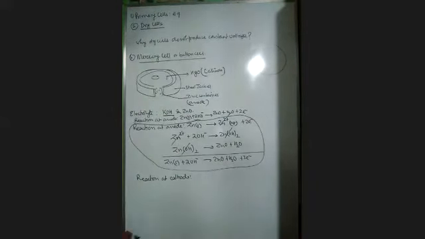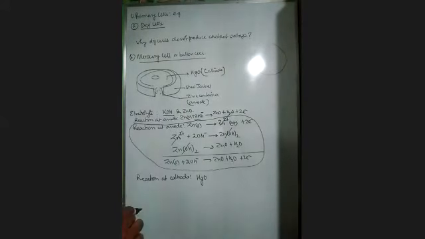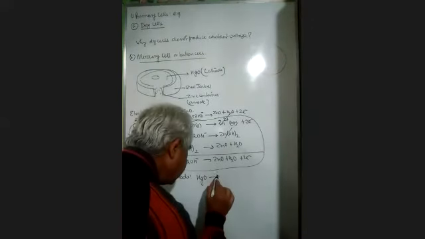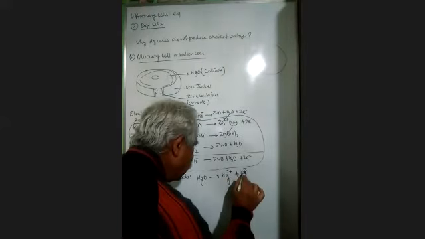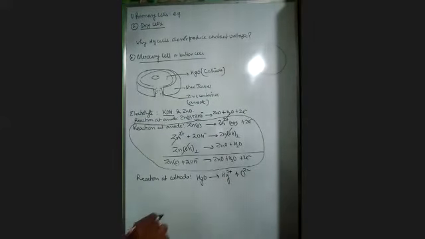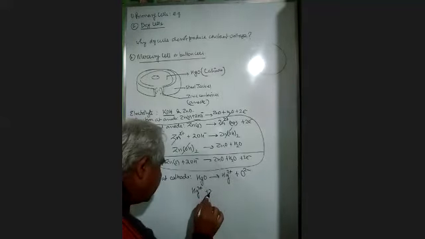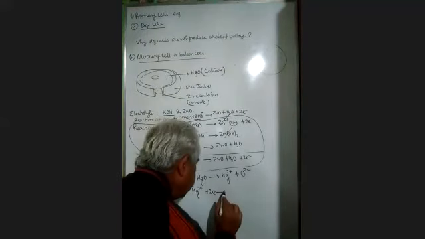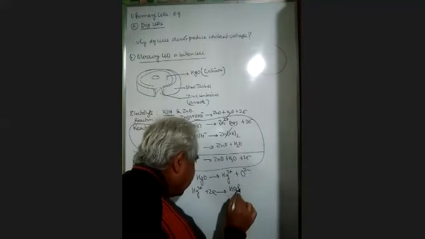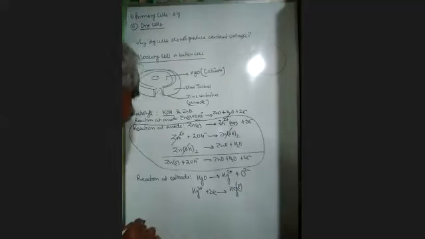What is the cathode here? Mercuric oxide. The oxidation state of mercury is +2 here. So I'll write now here: Hg2+ and O2-. Hg2+ will take 2 electrons and give you mercury. Then what will happen to O2-?